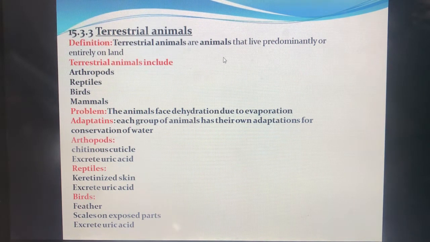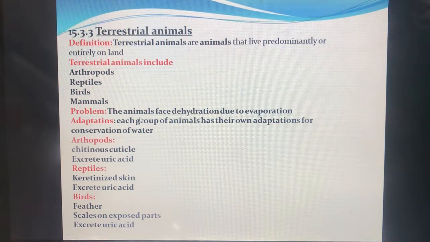Terrestrial animals are animals that live predominantly or entirely on land. Terrestrial animals include what? Arthropods, reptiles, birds and mammals. If we compare all these, arthropods are invertebrates, while reptiles, birds and mammals are vertebrates. These three groups of animals are also called amniotes, because they have the amnion as their extra-embryonic membrane.